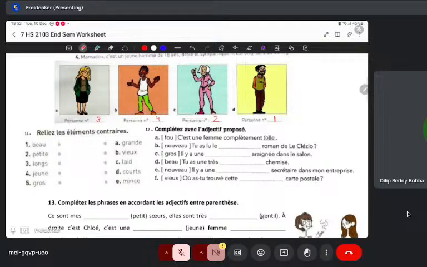So, relier les éléments contraires. Okay, now I have to match the opposites. So, beau is handsome or beautiful. Its opposite is ugly. So, laid is ugly. We've seen this in the.